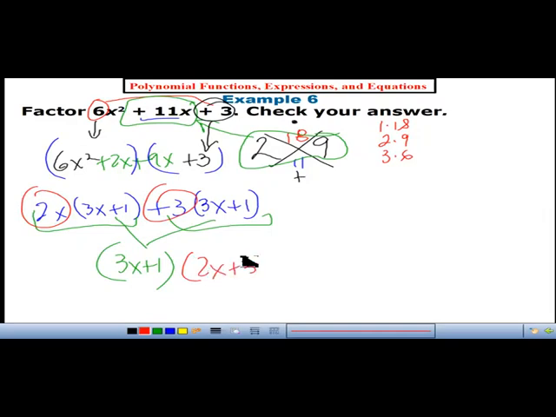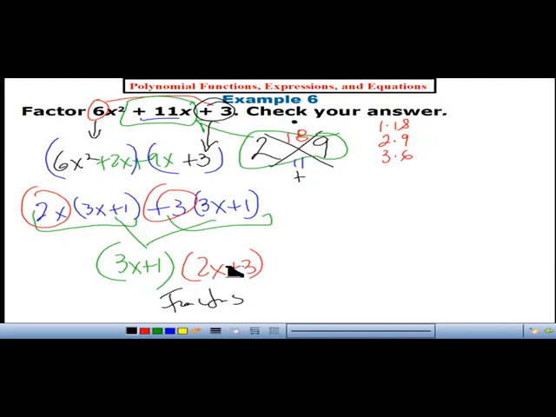2x plus 3. These are my factors. For those of you that wrote 9 and 2 at the beginning, then these are flipped, right? 2x plus 3 and 3x plus 1. Okay. Show me your fingers how you are with these.